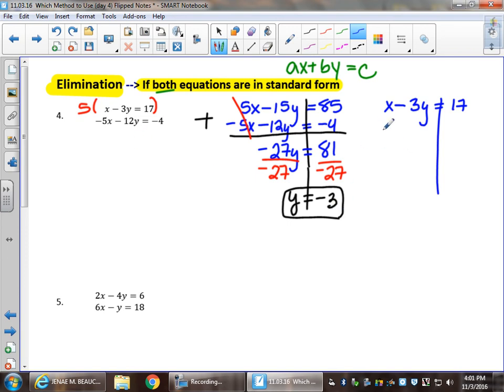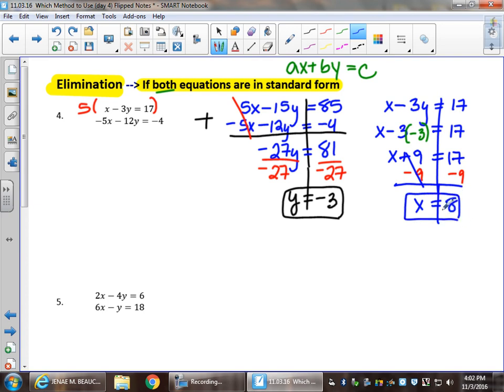Where I see y, I will be plugging in a negative 3 using parentheses. So this becomes x minus 3, and then in parentheses, negative 3 equals 17. That's x plus 9 equals 17. Subtracting 9 from both sides, 17 minus 9 is 8. And what's nice is I'm done because I have nothing that I need to divide by. So my solution is 8 comma negative 3.